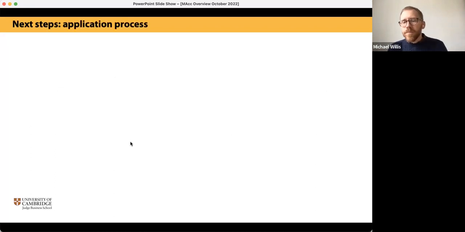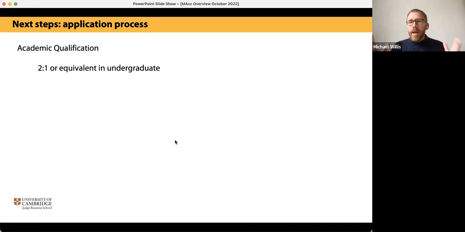Very good. So let's talk about the application process and how to think about next steps in the application process. Applicants need to demonstrate academic qualification, and this can be done in a few different ways. One way is if a student has finished an undergraduate degree with at least a 2-1 designation in the UK system or its equivalent in the international system, then that's considered academic qualification.